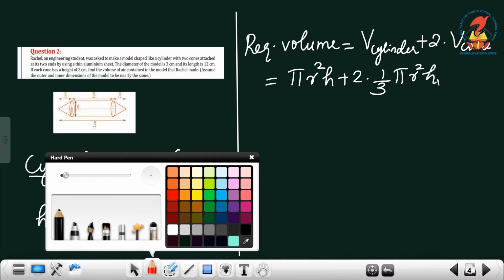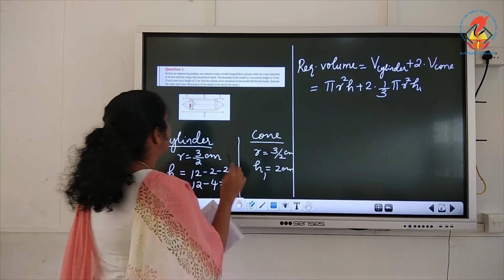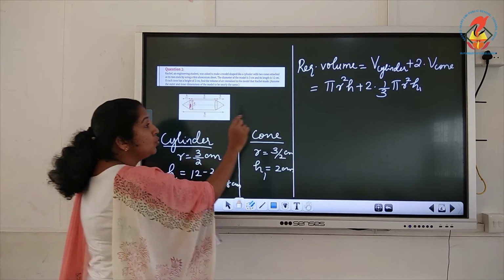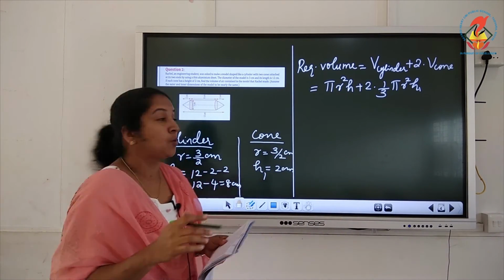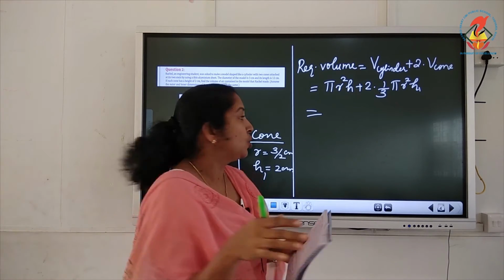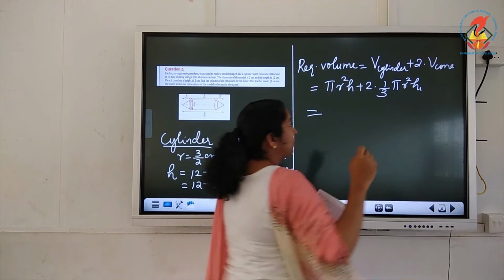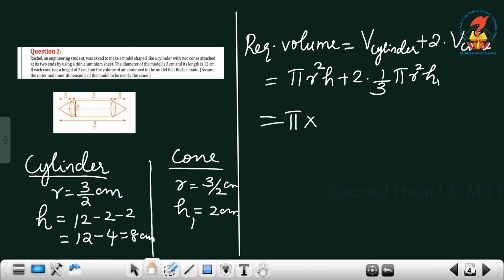So what do you have to find? Required volume. Required volume is equal to volume of the cylinder plus 2 times volume of the cone. What's the formula to find the volume of the cylinder? Pi r square h plus 2 times 1 by 3 pi r square h1, because both the heights are different. So we have to use another variable here. So one is h, other is h1, and we can write this as pi into, what is r? r is 3 by 2. Don't make it as decimal. Keep as 3 by 2 itself.